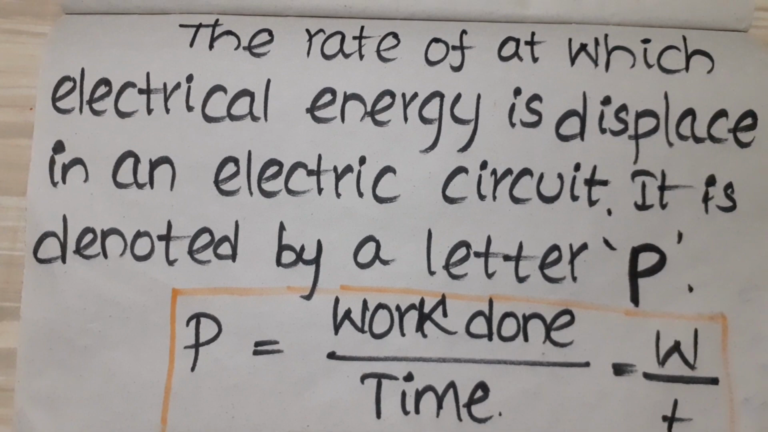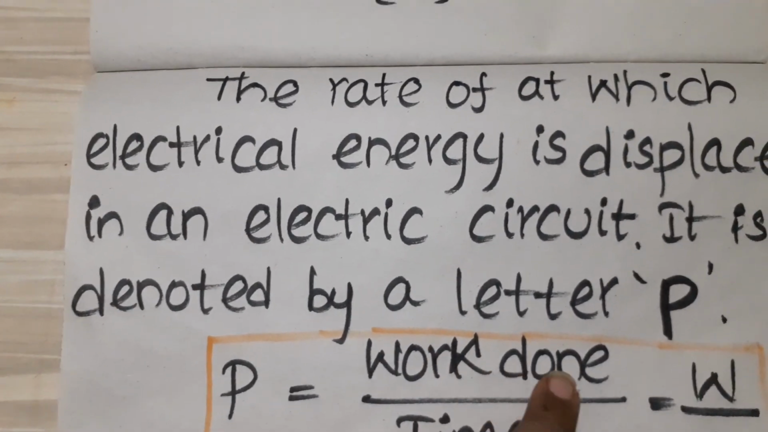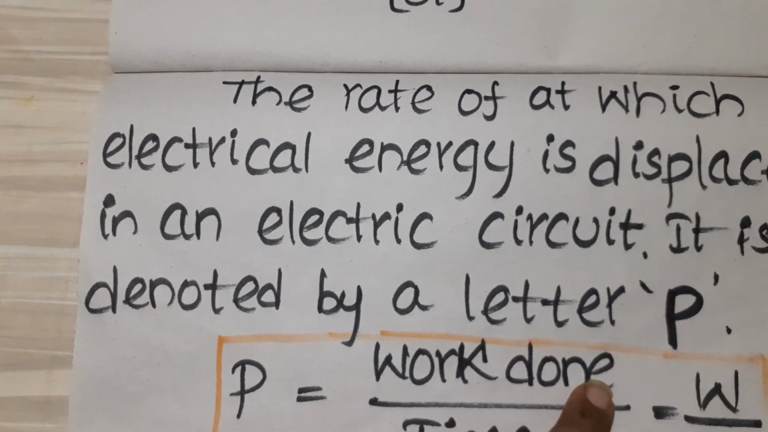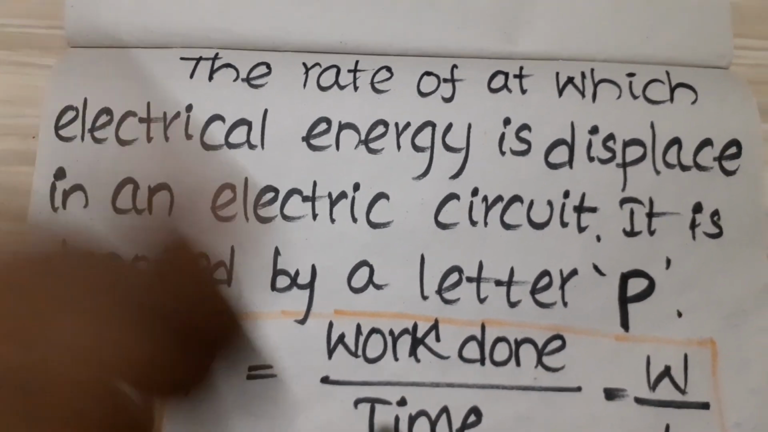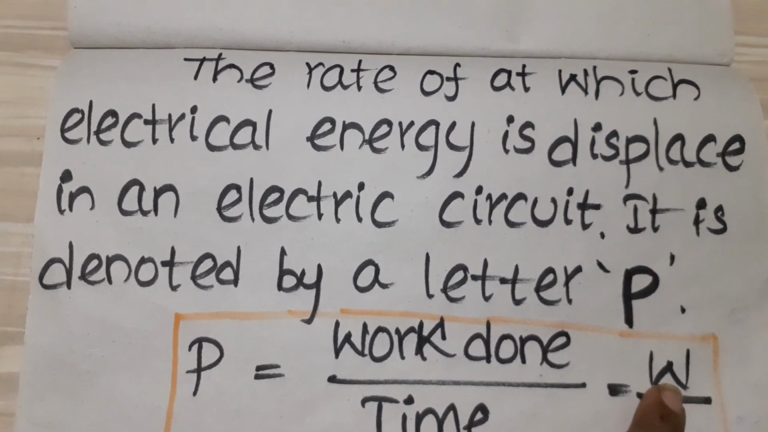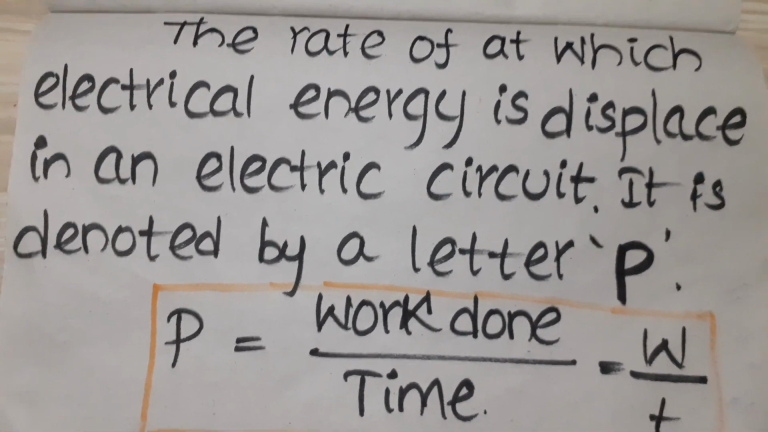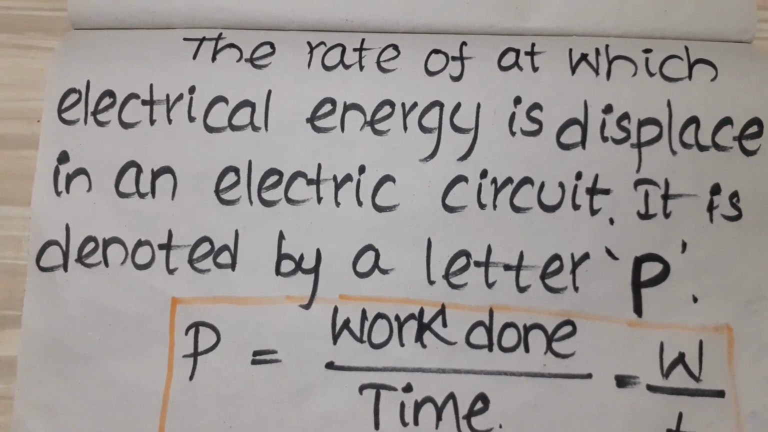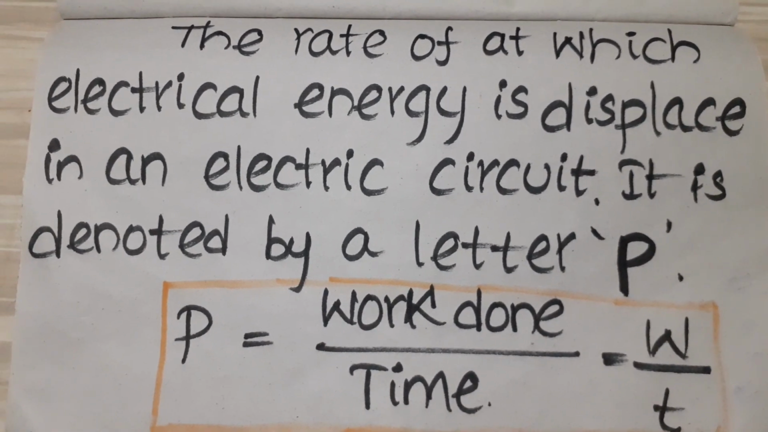This is denoted by the letter P. So the work done by the electrons, how many electrons get displaced from one end to another end in a conductor with time. So P equal to work done W by T. In the case of some numericals, the energy is given. Energy means nothing but work done. So we will take it depending on that situation.